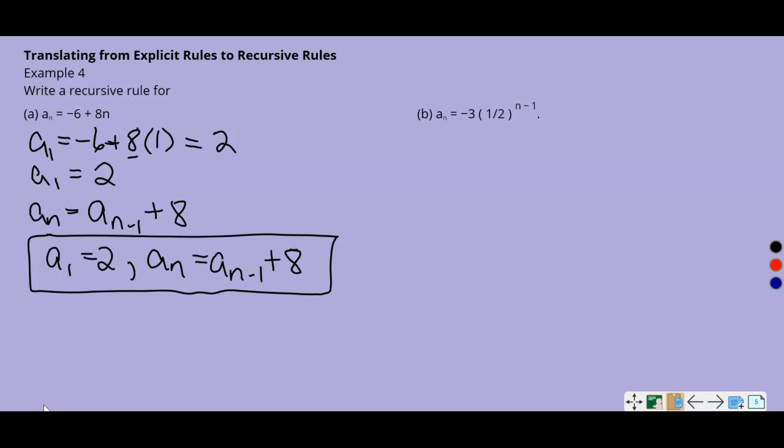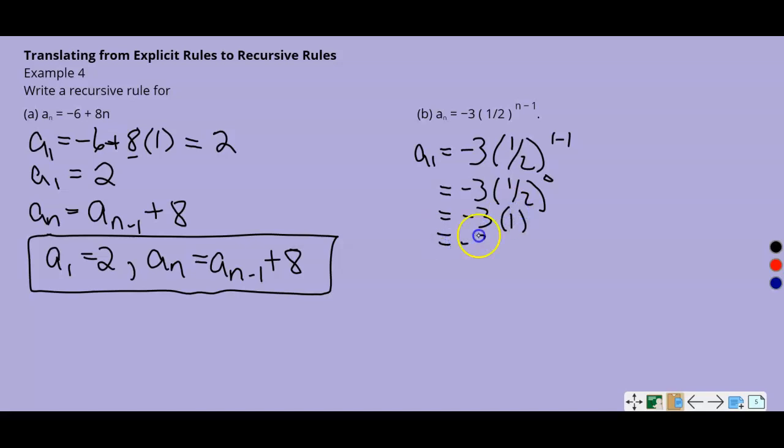All right, so again, we want to find the first term. So we're going to say a sub 1 equals -3 times 1/2 to the 1 minus 1, which is 0. And we know that anything to the 0 power is 1. So we've got -3 times 1. That's just properties of exponents. So we know our first term for this one is going to be -3.